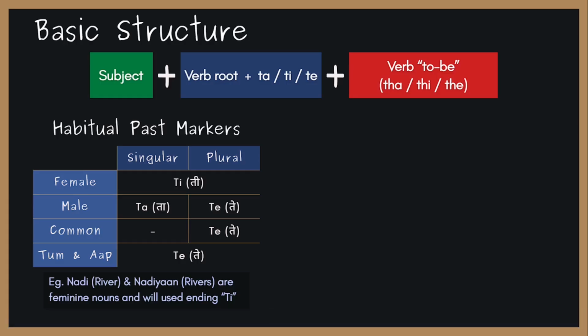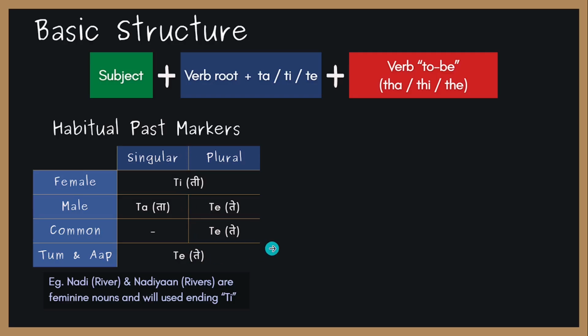Alright? Then you have te. Te is used for a plural where the group is either all male or it is a mixed gender group or you simply don't want to specify what the gender is, right? So it's a common thing. If you're just using a common plural, then it would be te. It is also used with the pronouns tum and aap or the grammatical plural to show respect, right? This also we've seen multiple times that tum and aap are considered plural even if they're used for singular. So you use te even when it is tum and aap and a singular.